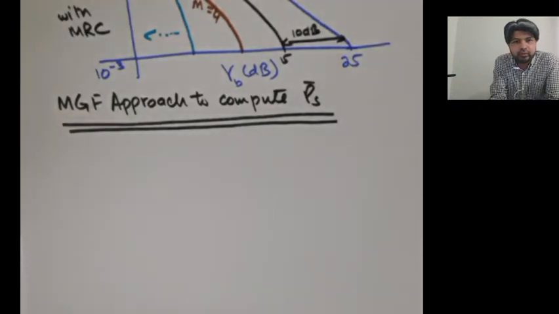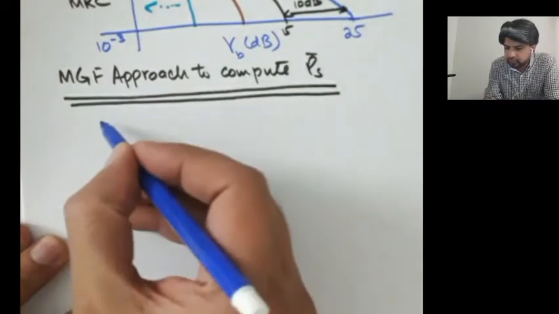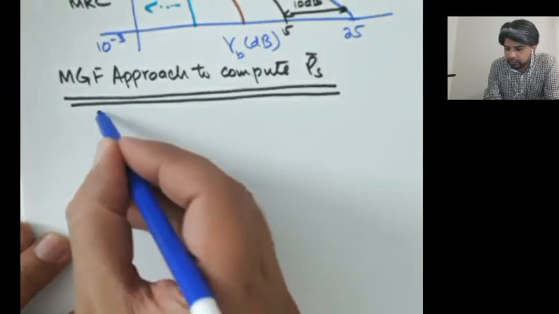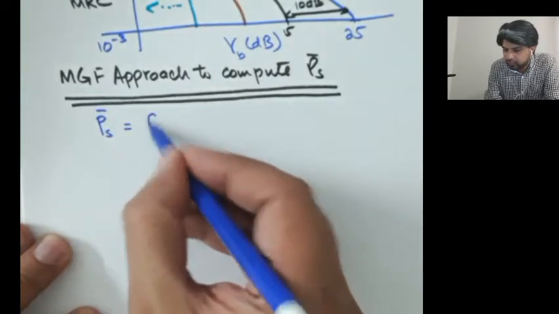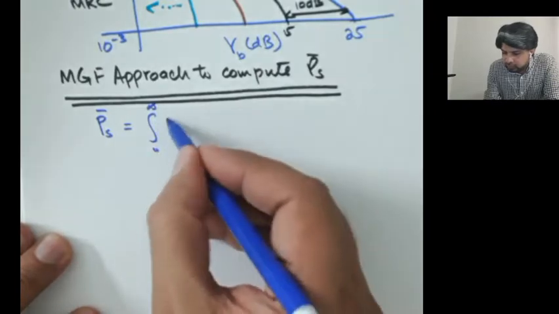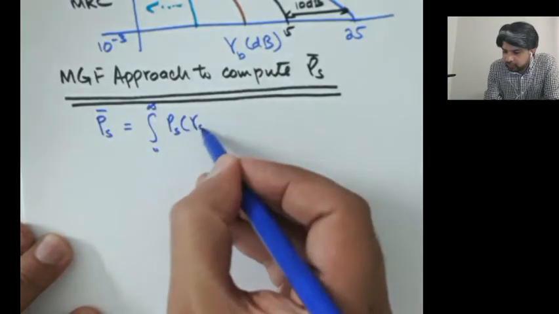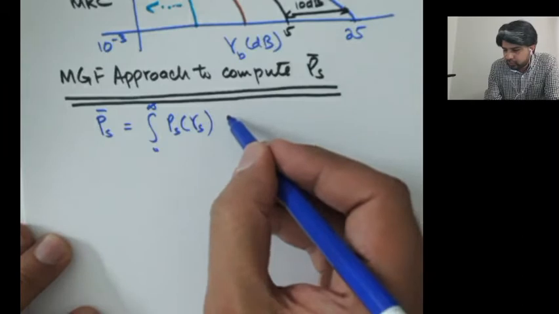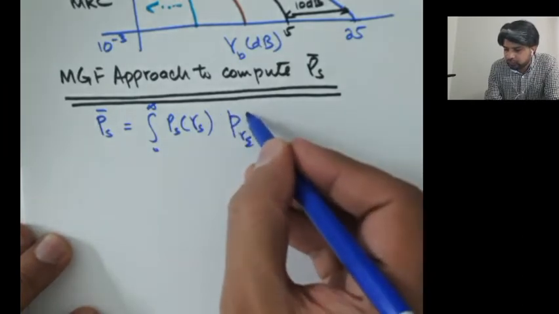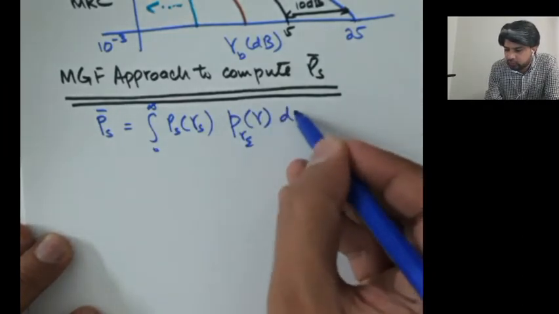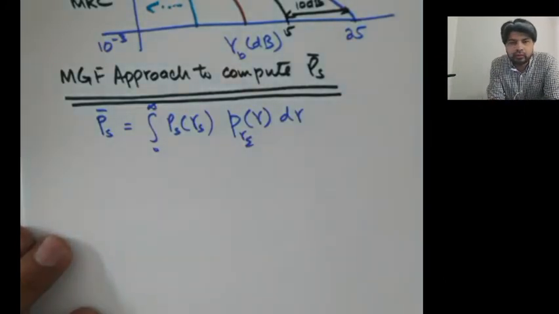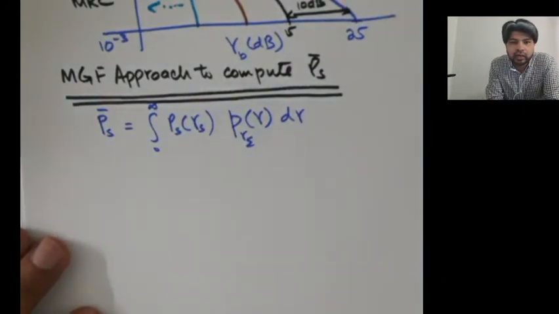So now let's try to make use of the moment generating function approach to compute the average symbol error probability with maximal ratio combining. Remember, what we are trying to get here is that your average symbol error probability under fading is the integral from 0 to infinity of P_S of gamma_S under AWGN, averaged over the fading distribution, in this case the distribution at the combiner output.